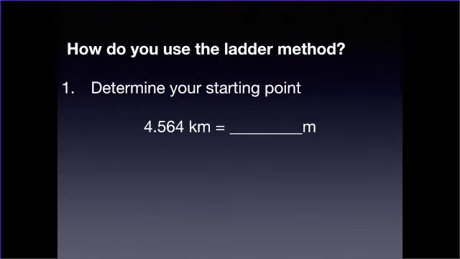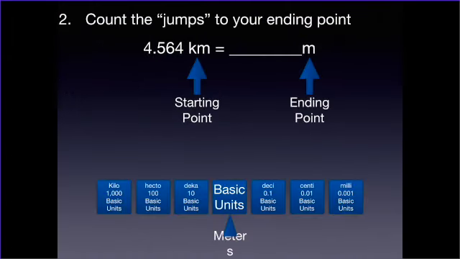So here we have a practice one. We have 4 and 564 thousandths of a kilometer, and we want to change that from kilometers to meters. The very first thing you do in converting is look at your starting point and your end point. Then you're going to count the number of jumps. I say that in quotes because they're not literal jumps. How many jumps does it take to get from kilometers to meters? So we'll go 1, 2, and 3.